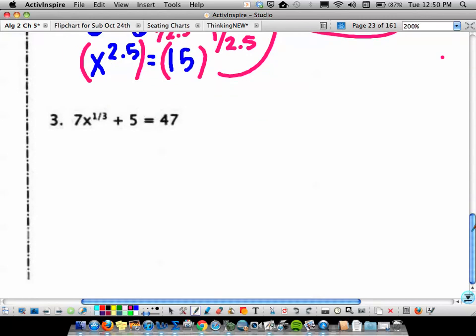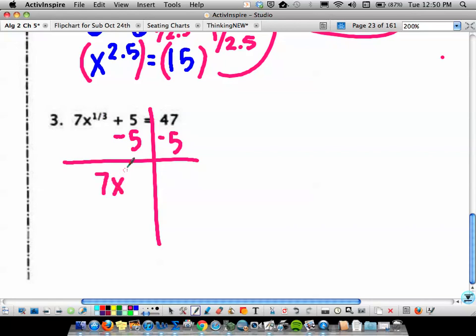Again, don't forget about all the old equation solving skills you have. So for number 3, we want to make things look as simple as we can and get x almost by itself before we raise both sides to something. So clearly here, to get rid of that plus 5, we can do a minus 5 on both sides. And we're left with 7x to the 1/3 equals 42. Finally, before we raise both sides to something, we can get rid of that 7 hanging out in front by dividing by 7.